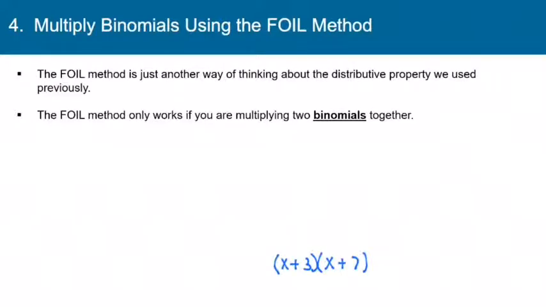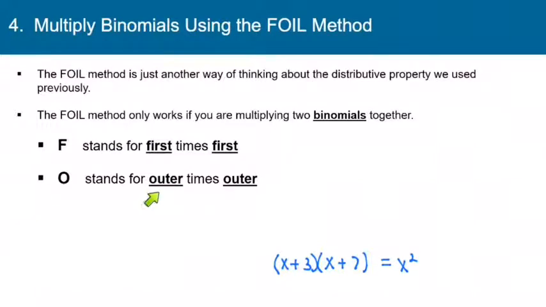So as we go through these FOIL steps, let's just use these two binomials as an example. So we'll look at x plus 3 times x plus 7. The F in FOIL stands for first times first. So what they mean by that is take the first term in each pair of parentheses and multiply them together. So x times x would be x squared. And then the O stands for outer times outer. So what they mean by that is take these two outside terms in each pair of parentheses and multiply them together. So x times 7 would be written as plus 7x.